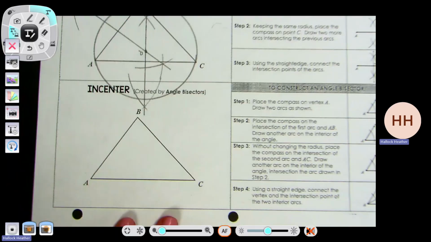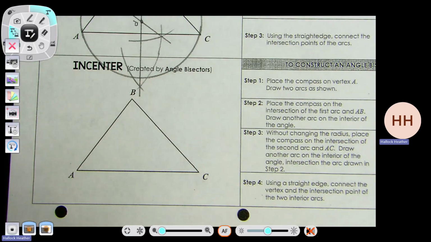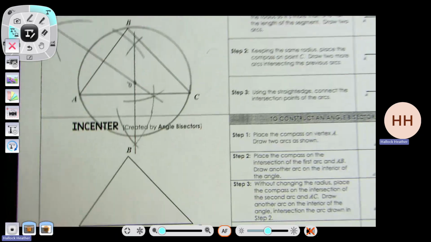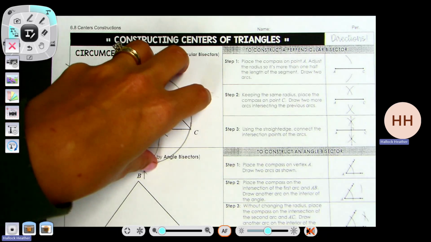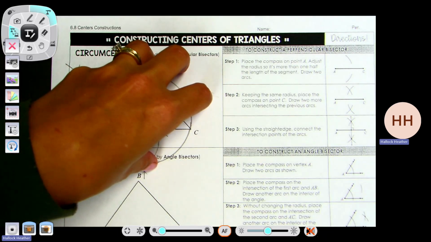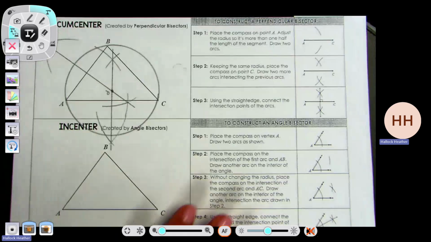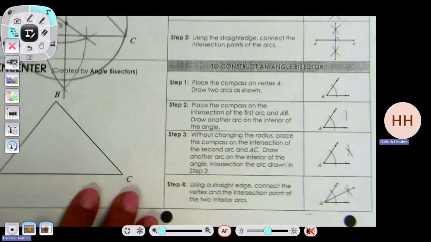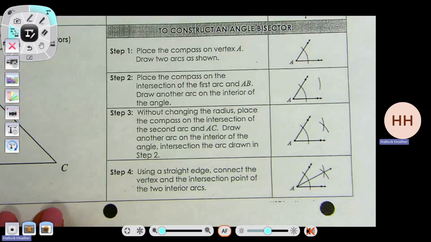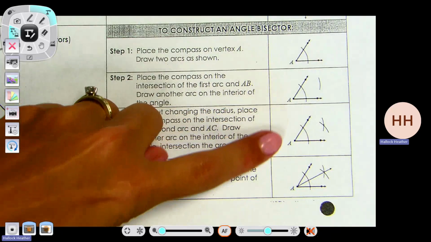The next one is an incenter. An incenter is constructed by angle bisectors because it's splitting the angles in half. So what you need to recognize is that your circumcenter, your circle, is on the outside. This is not on the quiz today, but it is on the EOC. You don't have to draw them, you just have to recognize which one it is. So the incenter is made by angle bisectors.